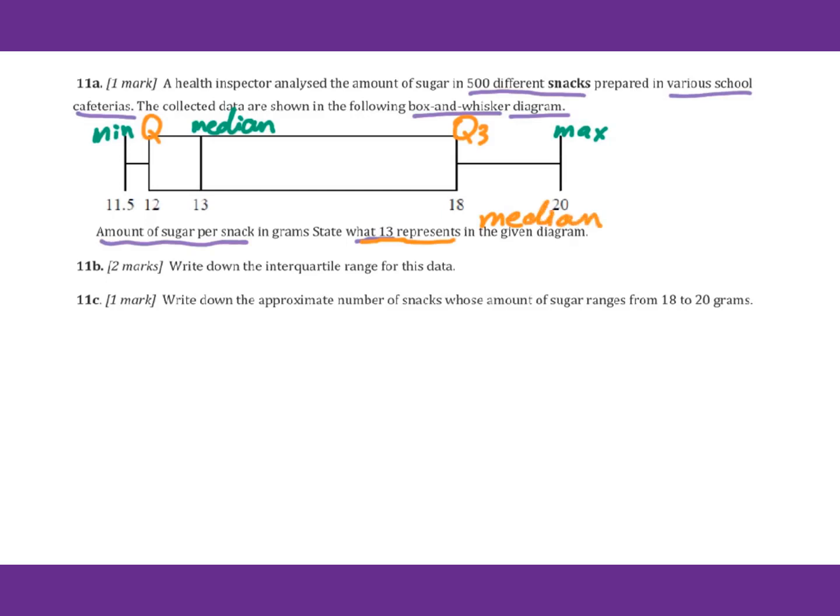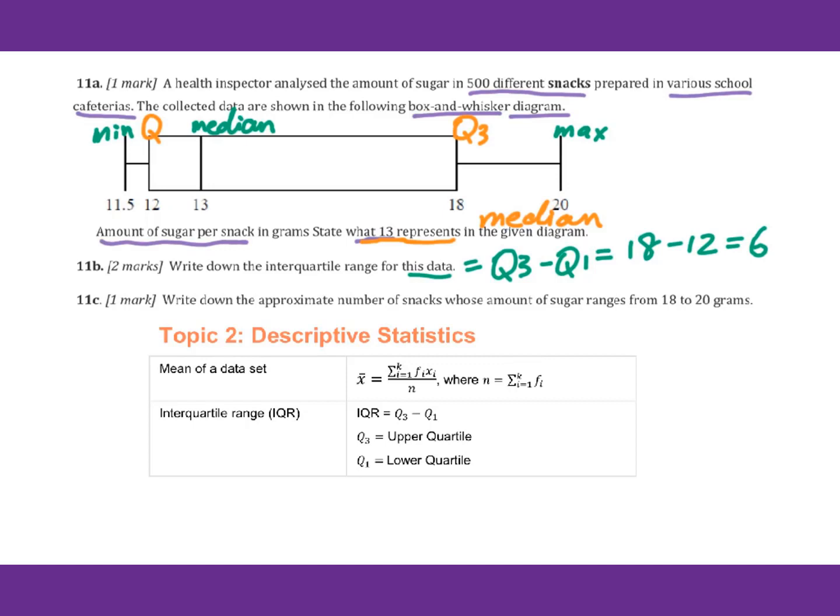11B, write down the interquartile range for this data. Interquartile range means Q3 minus Q1. That is 18 minus 12 equals 6. For interquartile range, that is Q3 minus Q1. You can find this in the formula booklet.